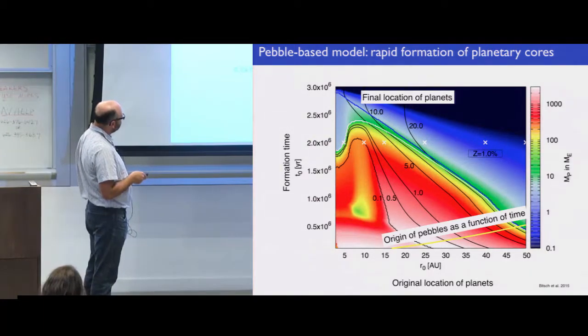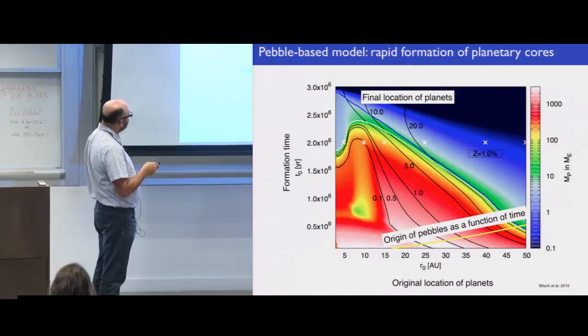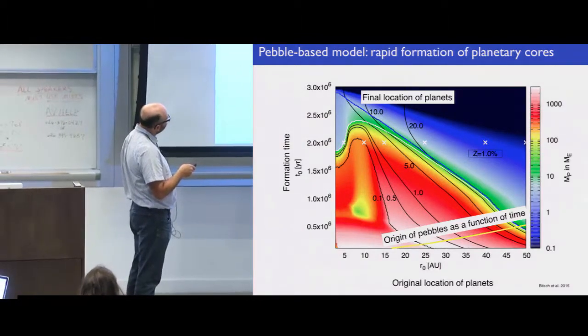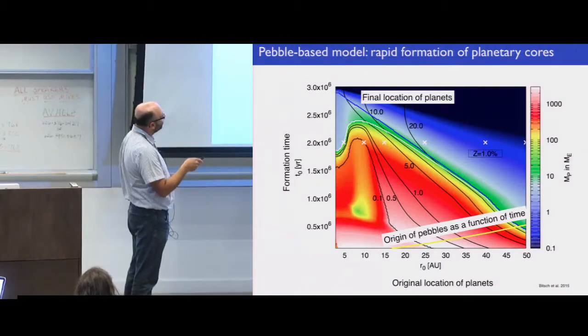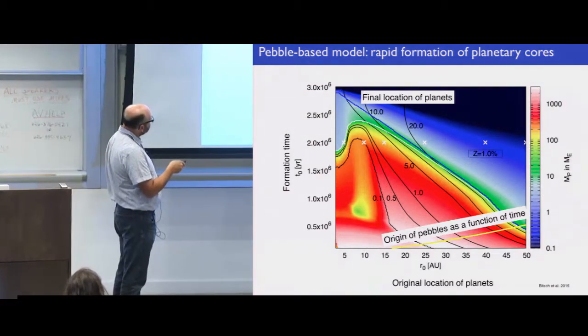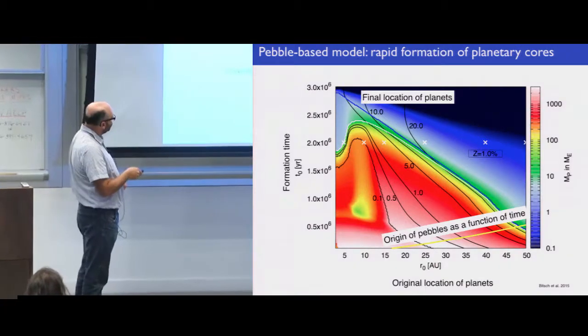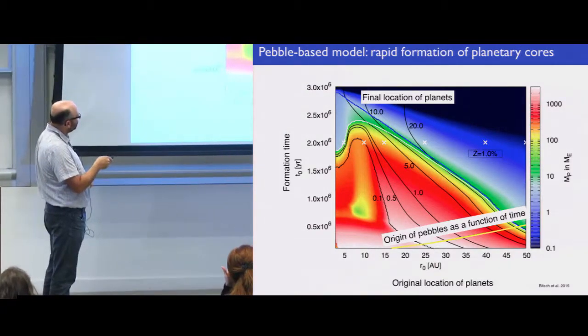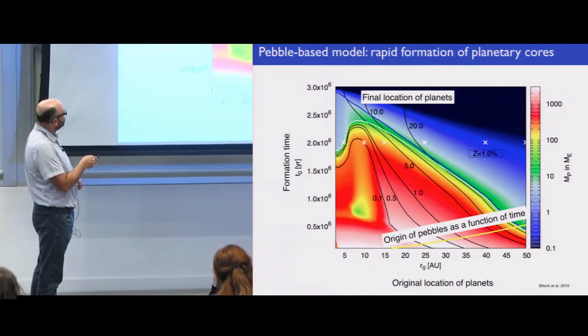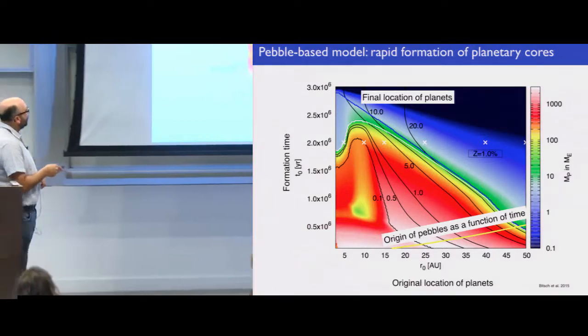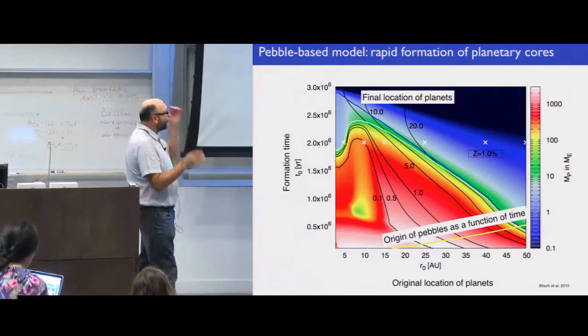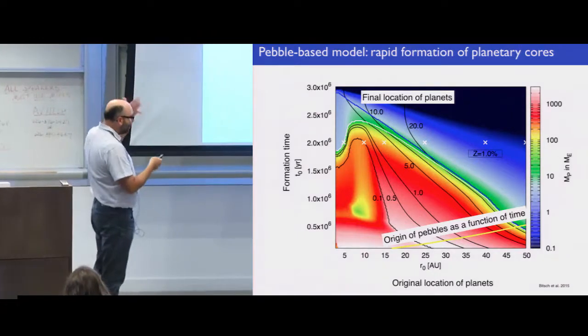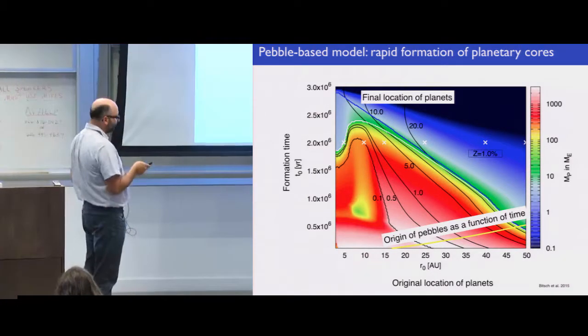If you start a planet at 20 AU and at 1 million years, you are here, and you see that you have at the end a planet that is red, so maybe 3 Jupiter masses, okay? Then this line is the final location of a planet. So if you take this example, you have a planet of 3 Jupiter masses at 0.5 AU. This is the result of one particular model that we have developed, and it is based on the accretion of pebbles.